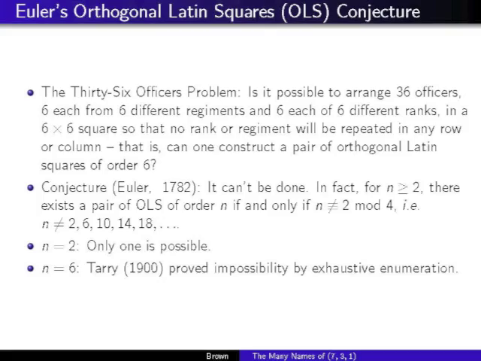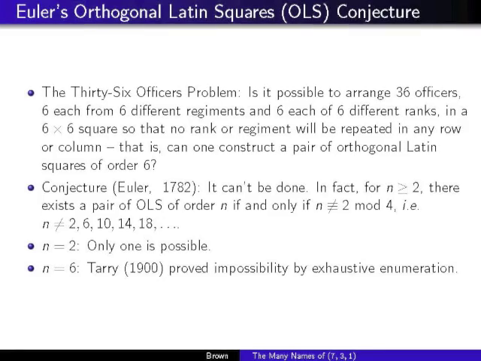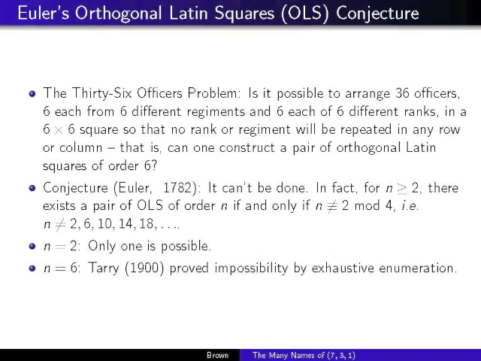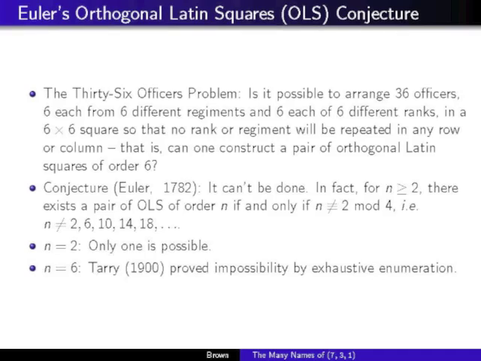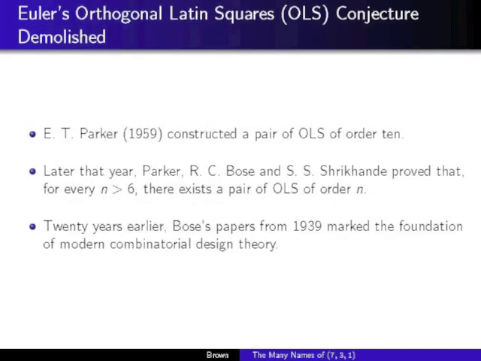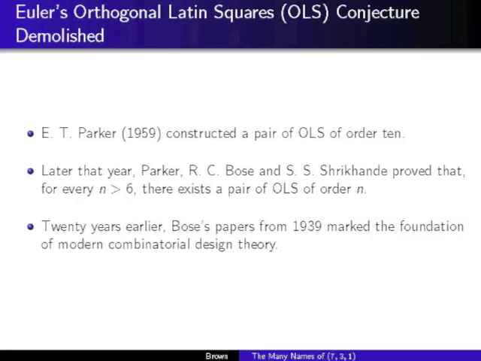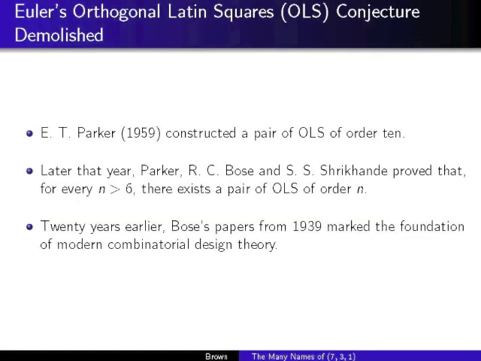Well, all right. So Euler's orthogonal Latin squares conjecture. Well, guess what? We have Euler's conjecture demolished. In 1959, a man named Ernest T. Parker constructed a pair of orthogonal Latin squares of order 10. What's interesting to note is this is an example where Euler was wrong for 10.